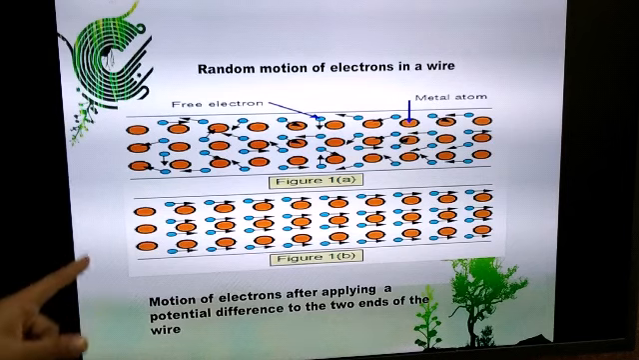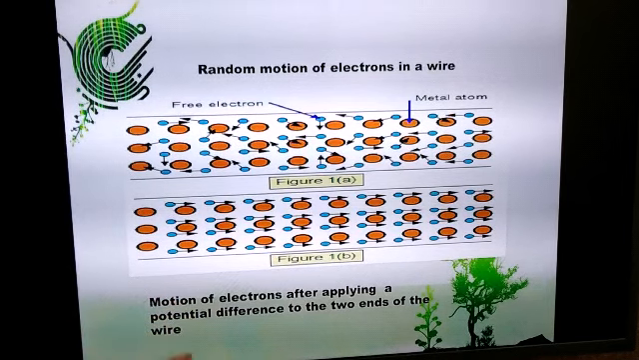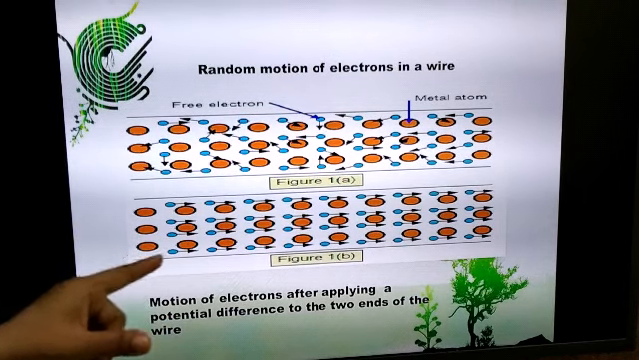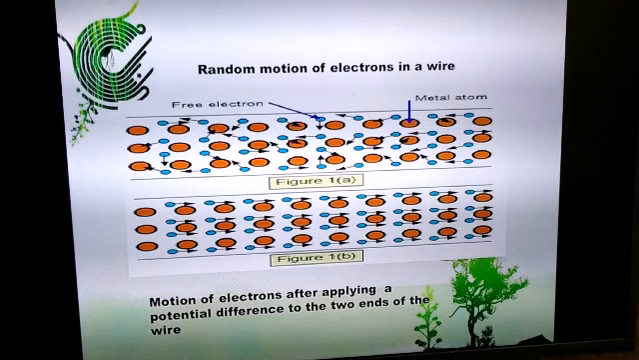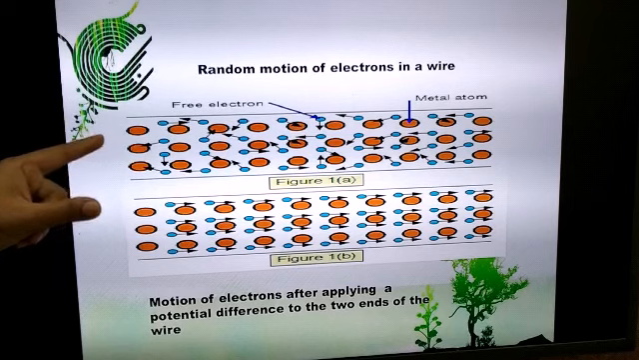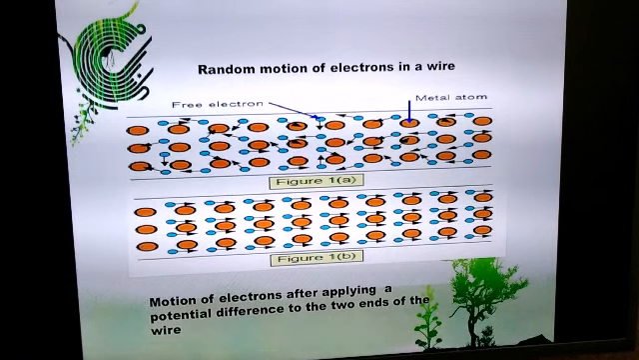Now, when this wire is connected to any cell or any battery, what we find is that the direction of these charges, that is the negatively charged electrons, gets organized. Can you see here? In the first figure, they are moving randomly, but when they are connected to a cell, the direction gets organized.